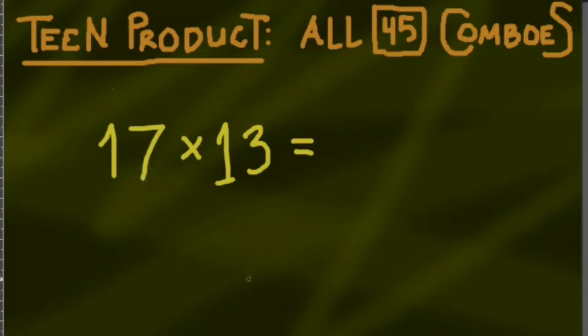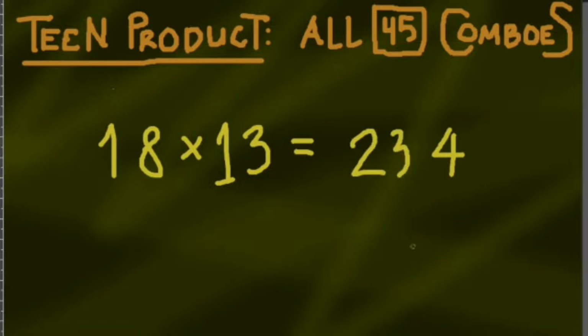17 times 13. This becomes 1 with carryover of 2. 17 plus 3 is 20, plus 2 is 22. So 221. 18 times 13. This becomes 4. Then 23. So 234.